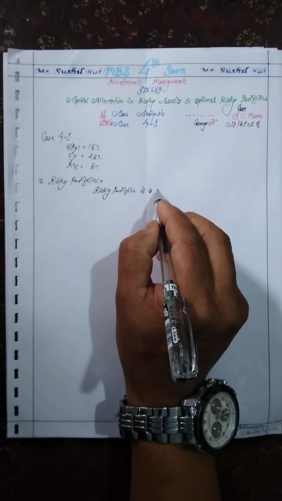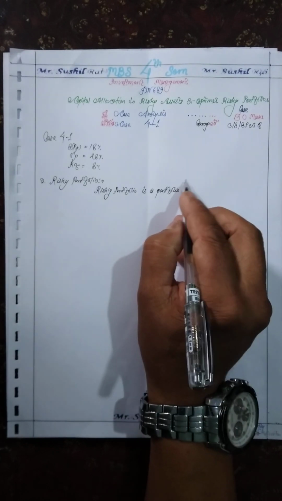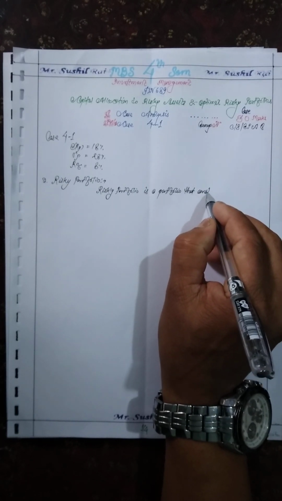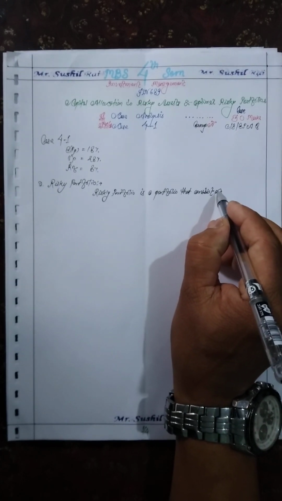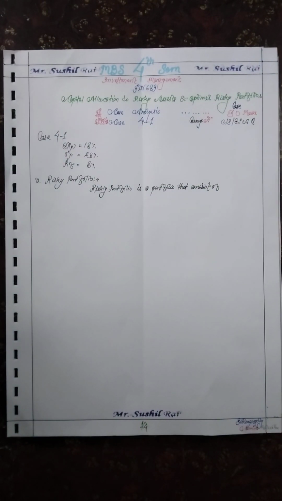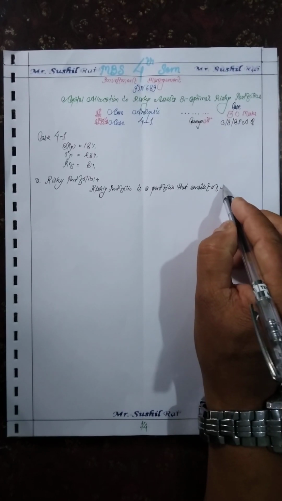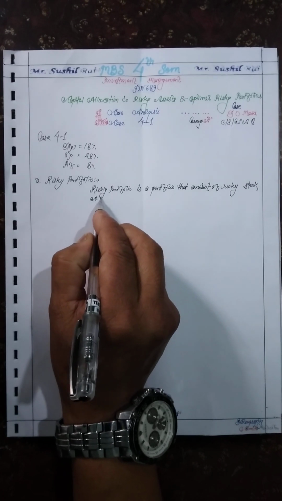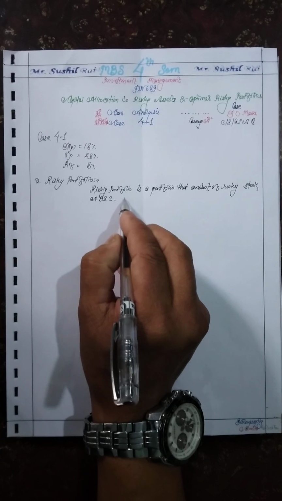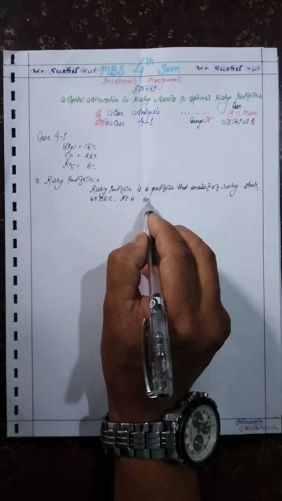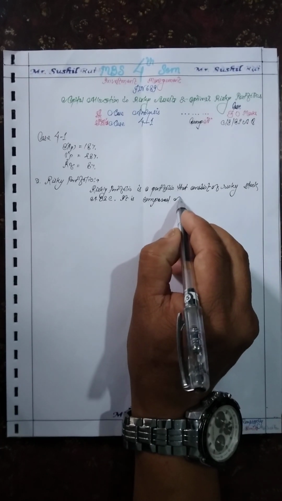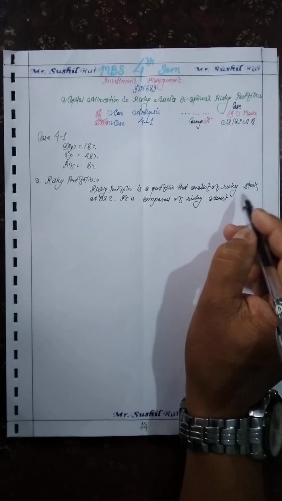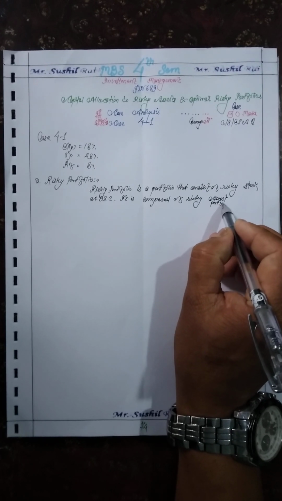A risky portfolio is a portfolio that consists of risky stocks A, B, and C. It is composed of risky assets or portfolio.